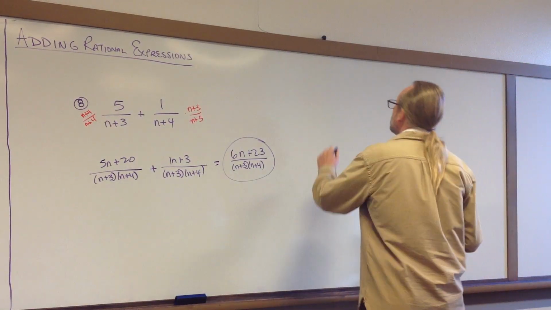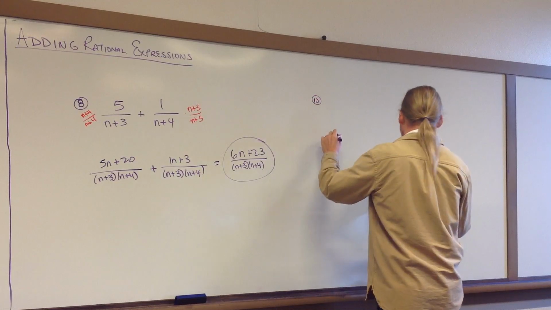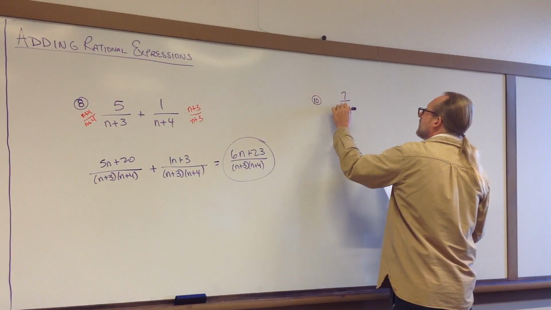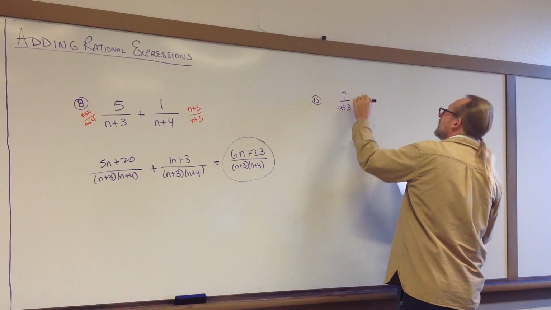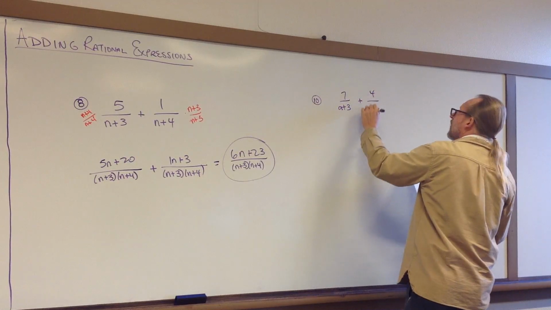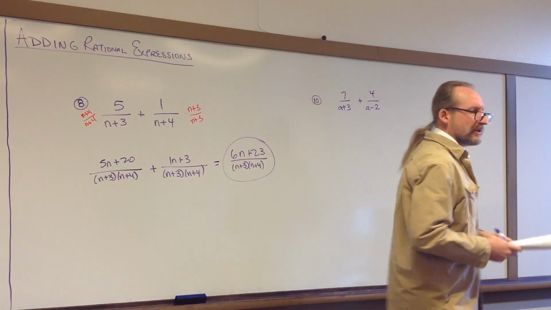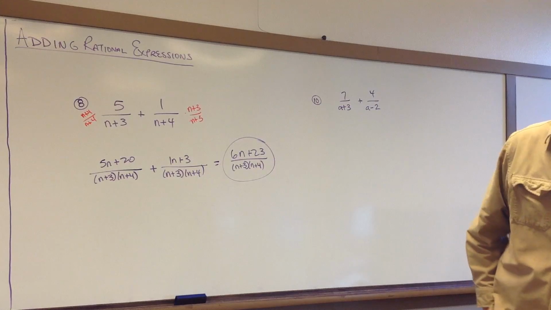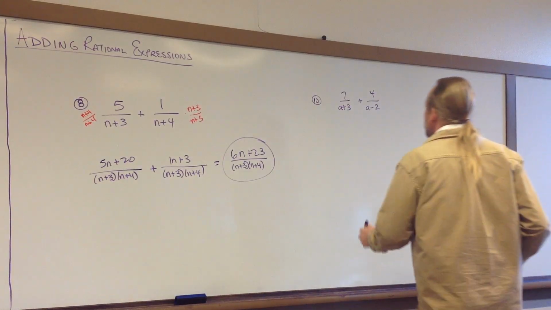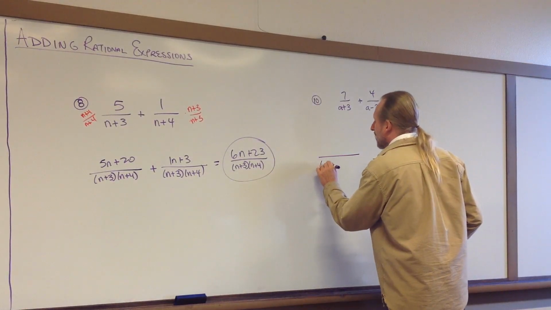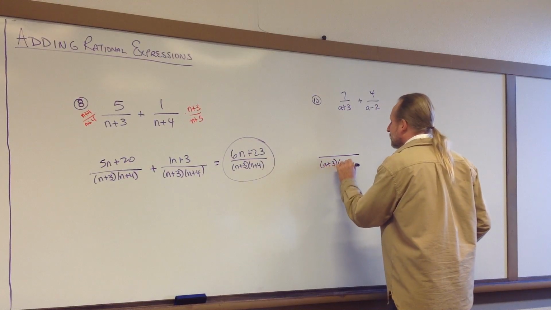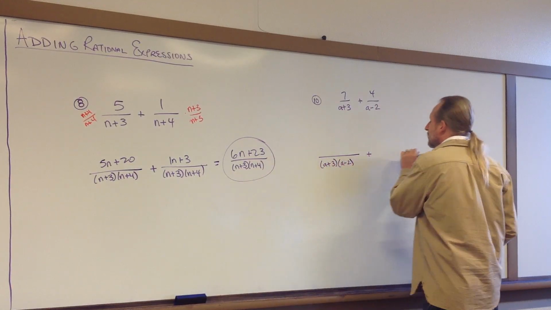Okay, problem 10. We've got 7 over a plus 3 plus 4 over a minus 2. So, same scenario here. Our common denominator is going to be a plus 3 times a minus 2.